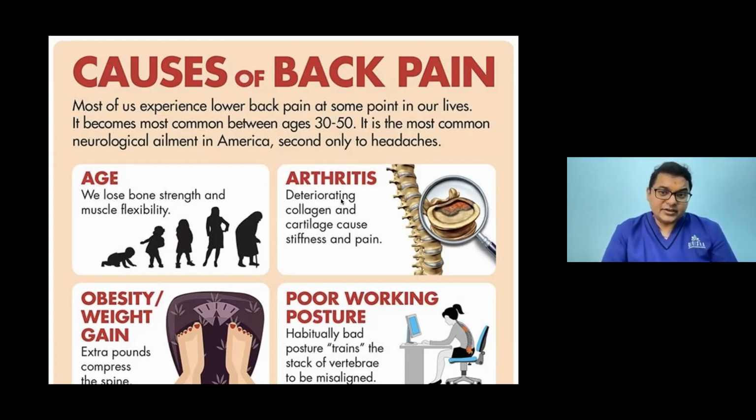And with aging, our collagen or support structures or ligaments and cartilage tend to wear out. And as with any wear and tear, they lose their shape and structure. That is basically called osteoarthritis.